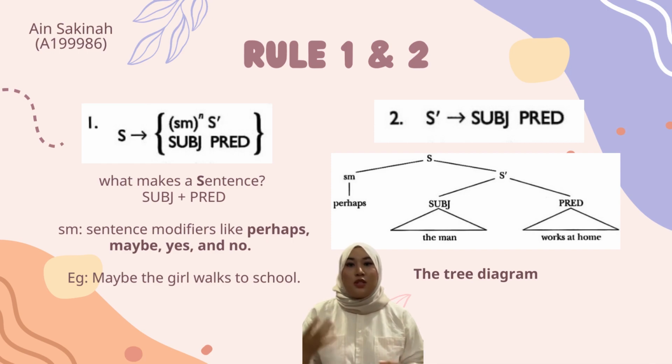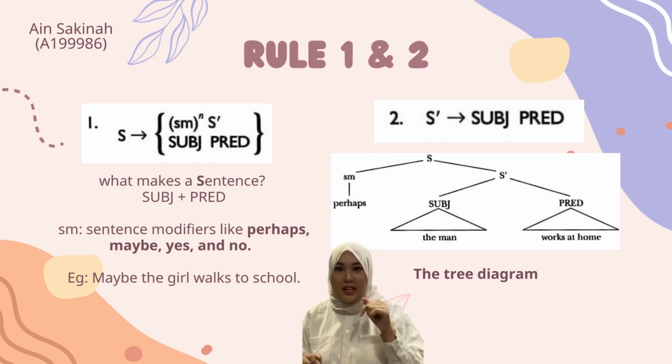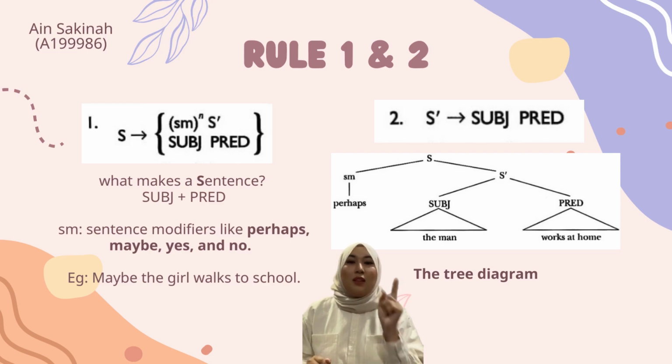So perhaps the man works at home. First we need to establish which is which. So SM, perhaps, subject, the man, predicate, works at home. So the tree diagram you see in the slides is not yet completed. Why? Because like my groupmate mentioned, there is a triangle.